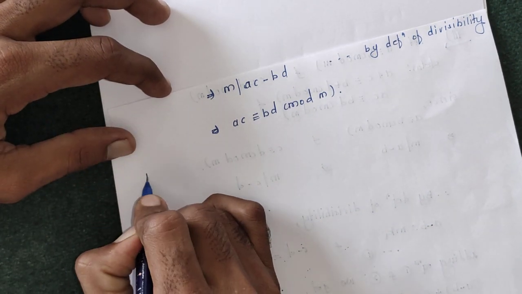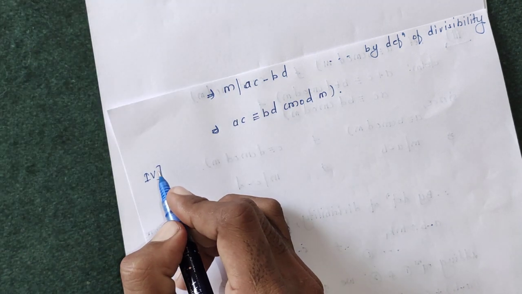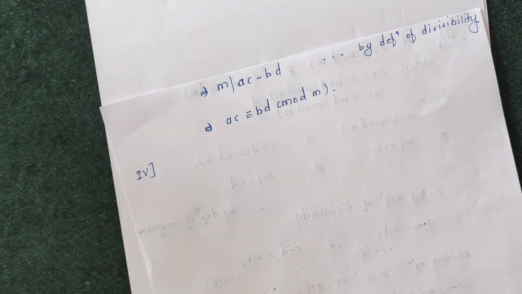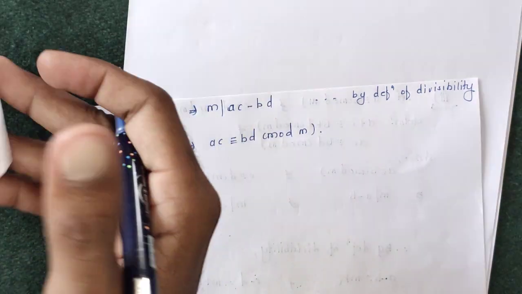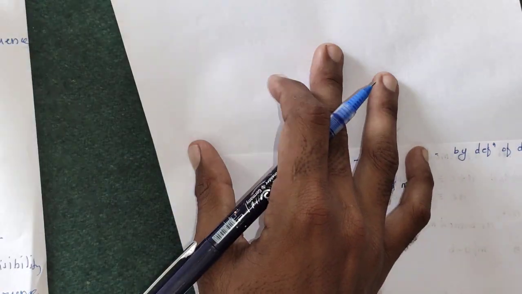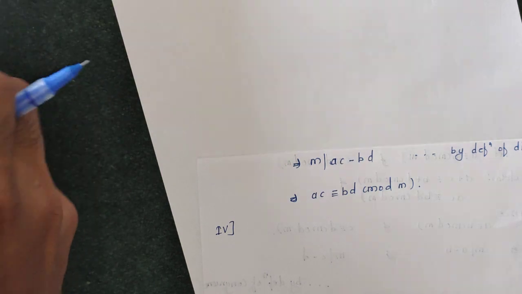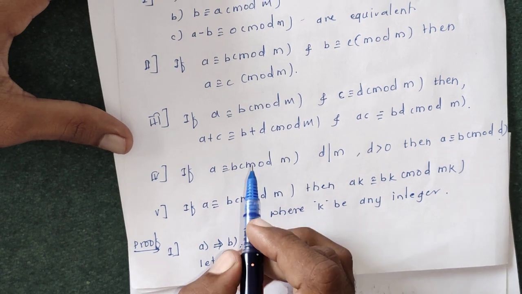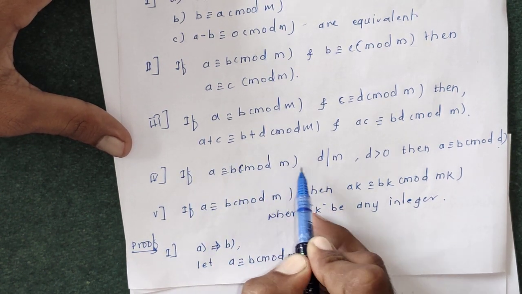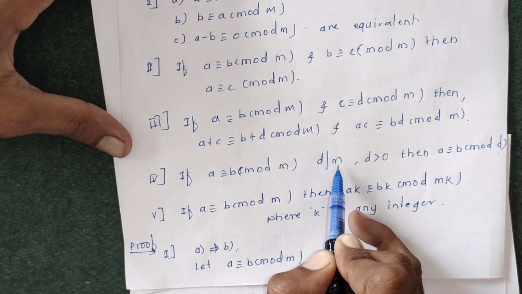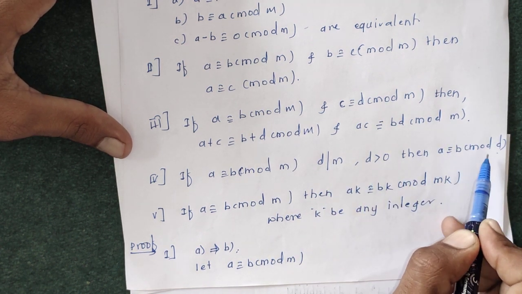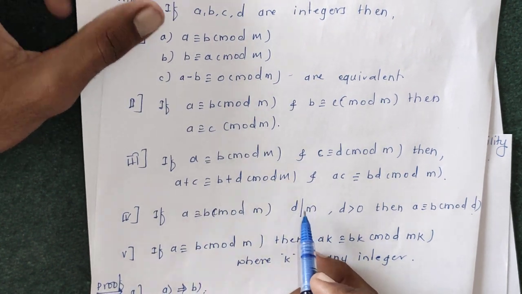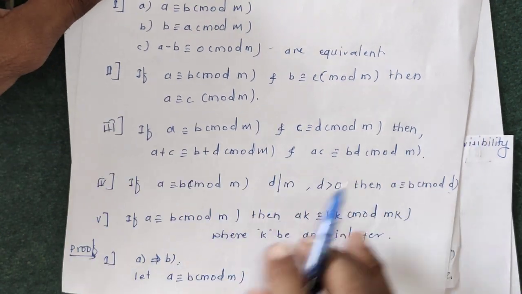Now to prove the fourth one, the fourth statement was: if A is congruent to B modulo m and D is any positive divisor of m, then A is congruent to B mod D. Now we are given A is congruent to B mod m and a positive divisor D of m, and we have to prove that A is congruent to B mod D.